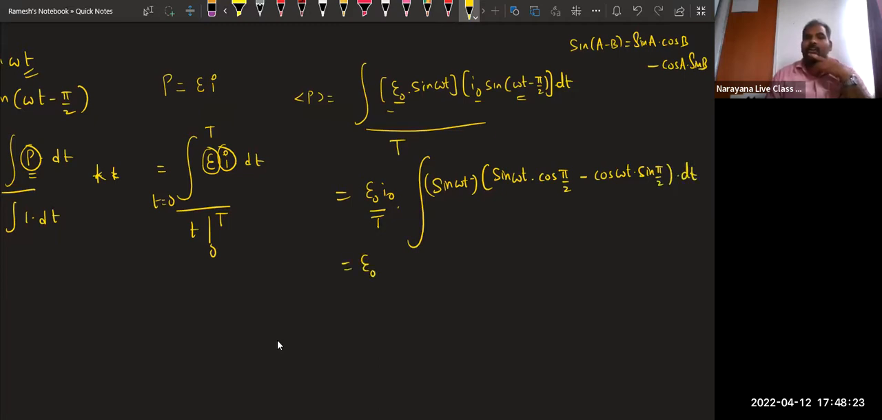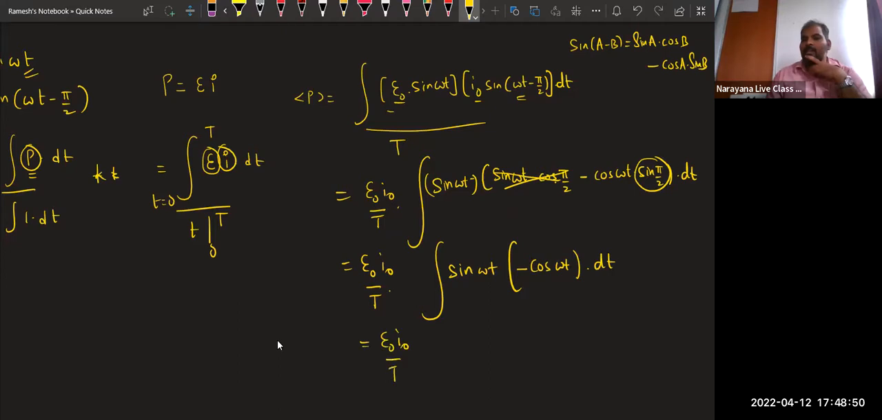So I can write E naught into I naught, and the whole divided by capital T, and integration starts. So sine of omega t, again bracket starts. Cosine 90 means what? 0. 0 into something, this total term will vanish. And minus sine 90 value how much? 1, so minus cosine omega t into dt. Understood? So I can write E naught into I naught by T, minus, I will take outside, integration of sine omega t into cosine omega t into dt.